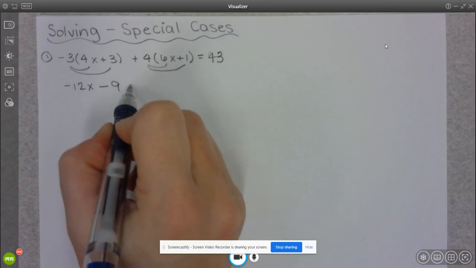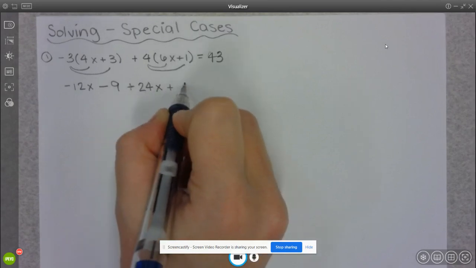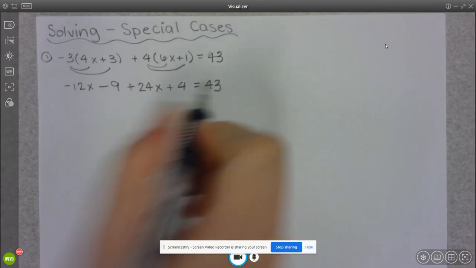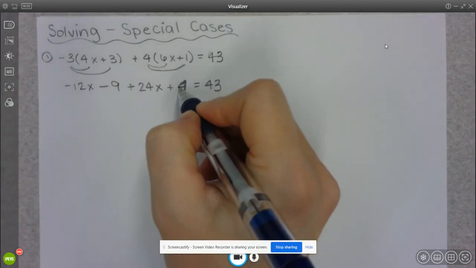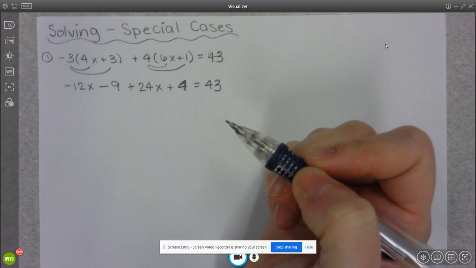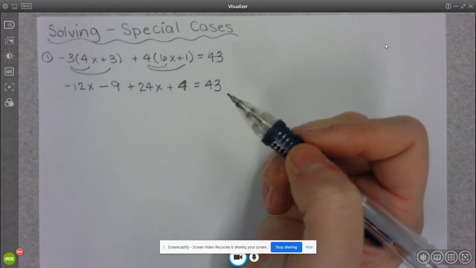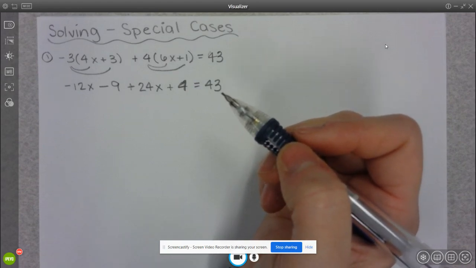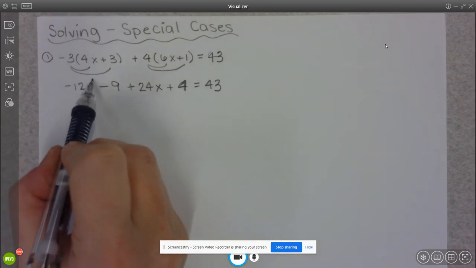This set of parentheses is going to give me 24x plus 4. So one thing I notice is that I have 2 constants, 4 and negative 9, and I have 2 variable terms, negative 12x and 24x. Those are called like terms or similar terms or common terms. Typically, you'll hear them called like terms because they're things that look alike. Both of these have an x.